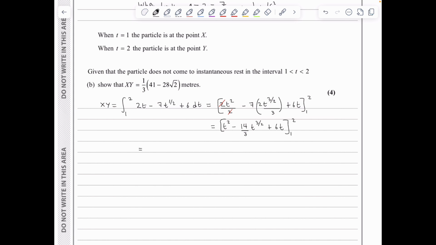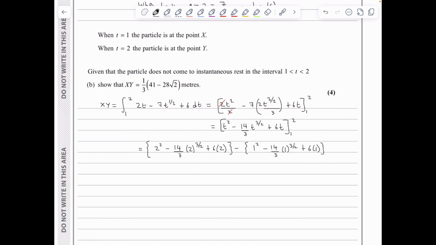I will proceed by substituting the upper limit to give me 2 squared minus 14 over 3 times 2 to the 3 over 2 plus 6 times 2. And I will substitute the lower limit to give me 1 squared minus 14 over 3 times 1 to the 3 over 2 plus 6 times 1.